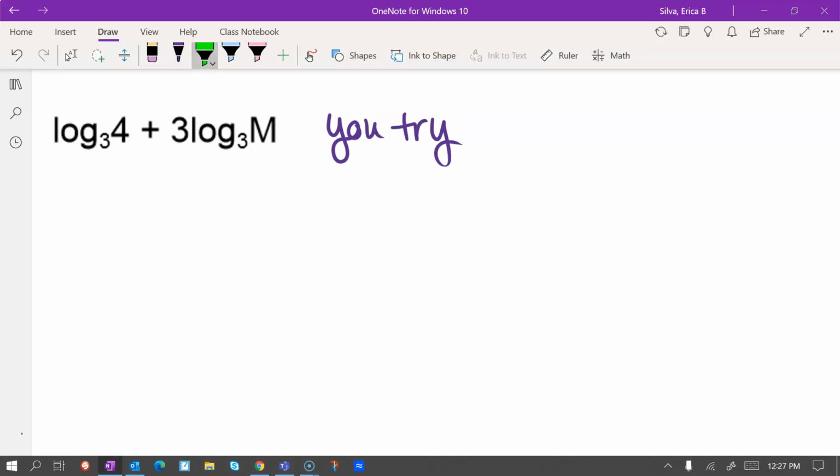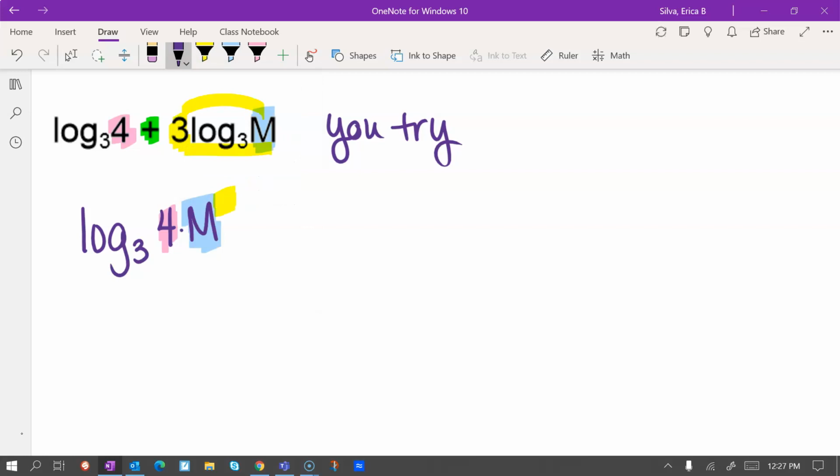We are adding for this one, so that means we're going to multiply this number times this number. So we've got log base 3 of 4 times m, and then because the 3 is with this log, then m is going to be the third power.